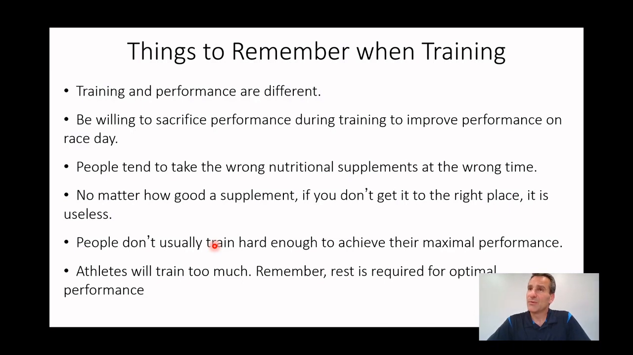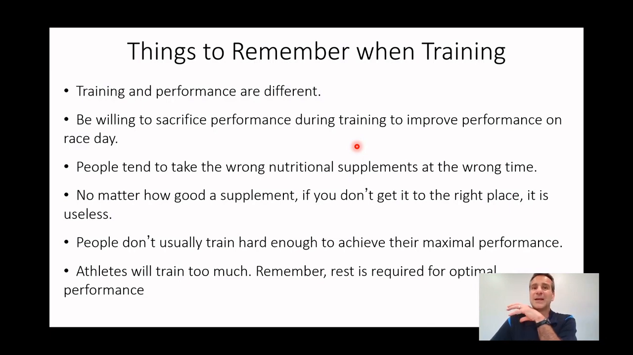There are really important things that you need to remember when you're training. The first thing, the top one, is that training and performance are different. A lot of athletes really struggle with this because they're so competitive that they want to win every training bout. But as it says in the second one, in order to train, you need to be able to sacrifice some current performance with the idea of improved performance on race day in the future.